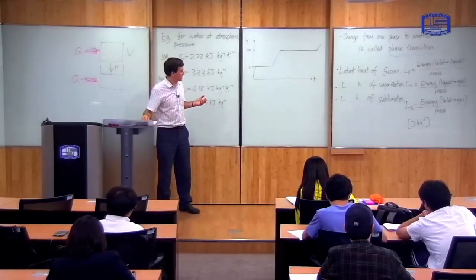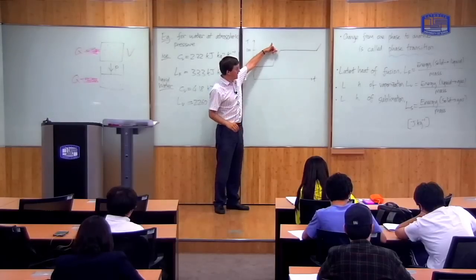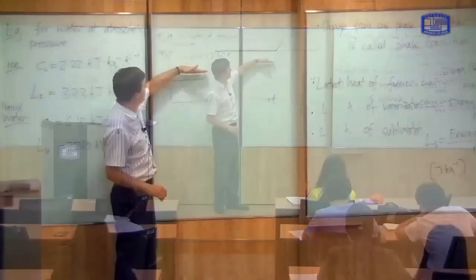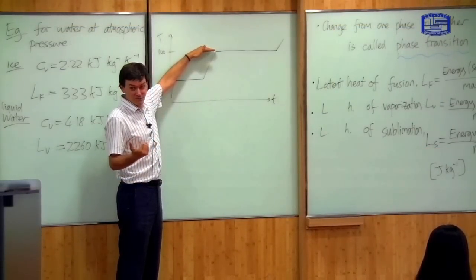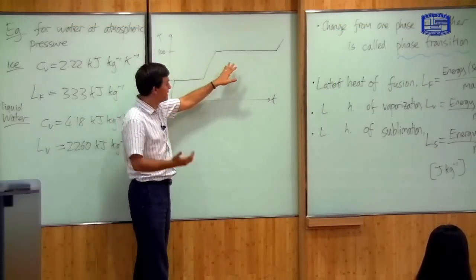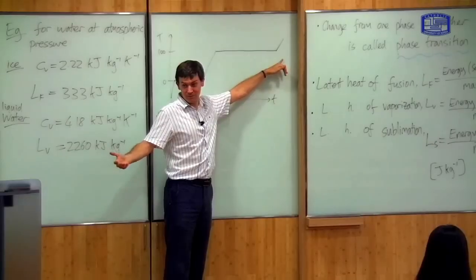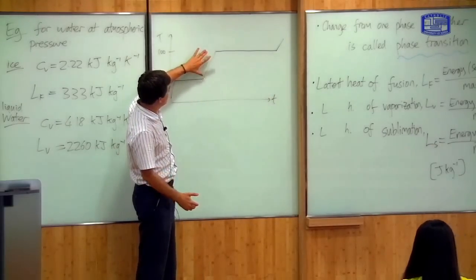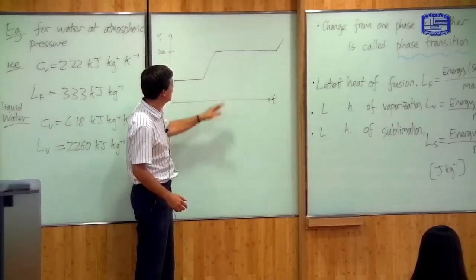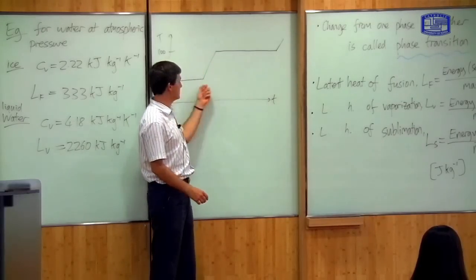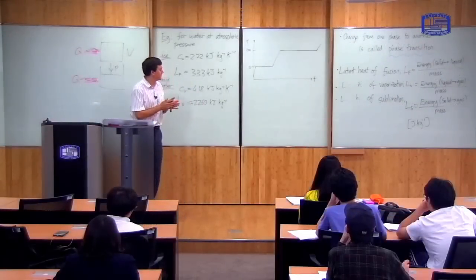And you know this already. If you ever try and boil a kettle of water, the time it takes to boil the kettle, that's the time it takes to go from, what, about 20 to 100, is quite short, maybe a couple of minutes. But if you wait until all of the water in the kettle has disappeared, you have to wait a long time. So it's quite cheap to change the temperature of the water, but it takes a lot of energy to change the phase. And this is different for different substances. For water, it looks like that.